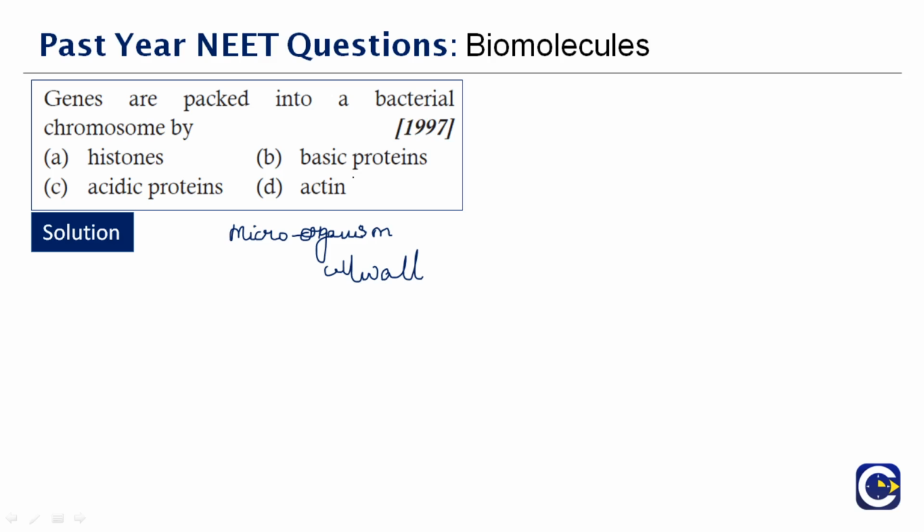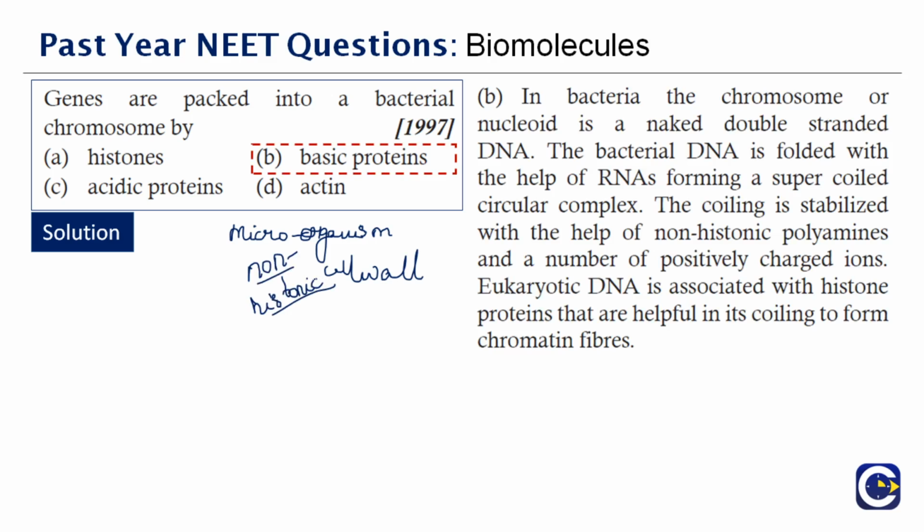So it should be basic proteins. Actin is associated with microfilaments, and acidic proteins cannot do that activity. So the correct answer is basic proteins. See, when it comes to bacteria, always remember it is non-histonic proteins. Non-histonic is the other name for basic proteins. Okay, the correct answer is option B, basic proteins.